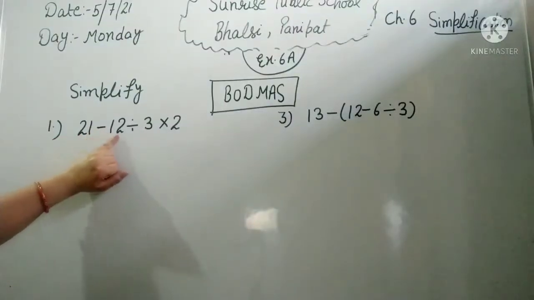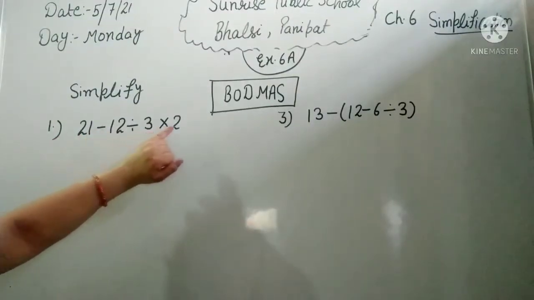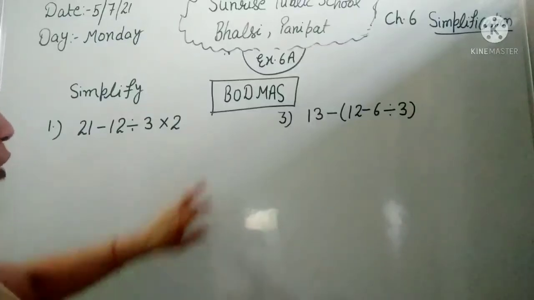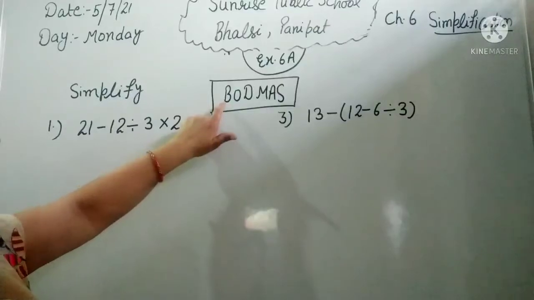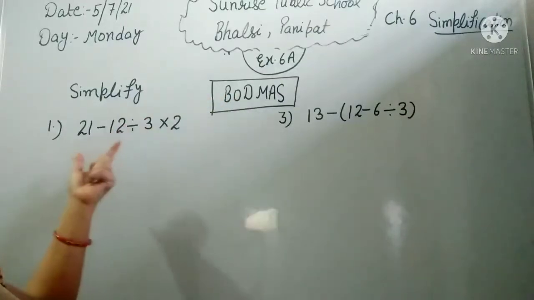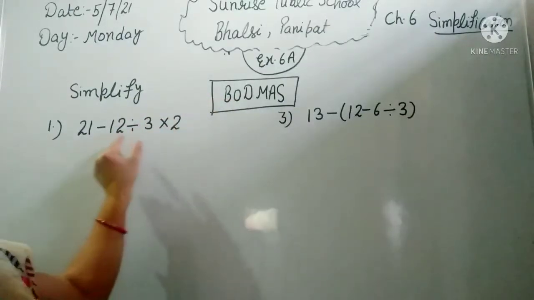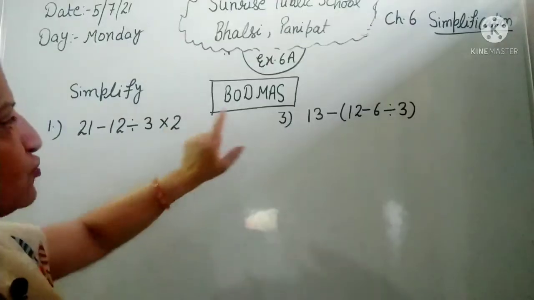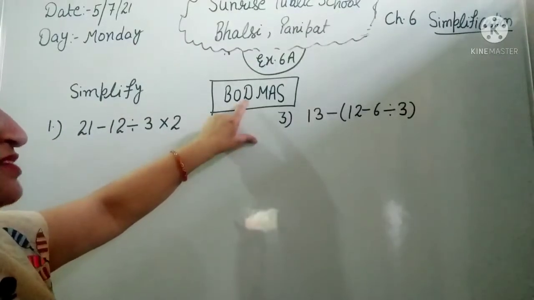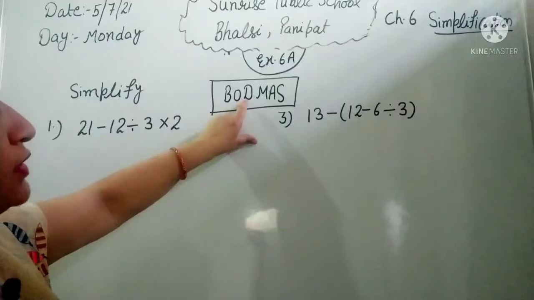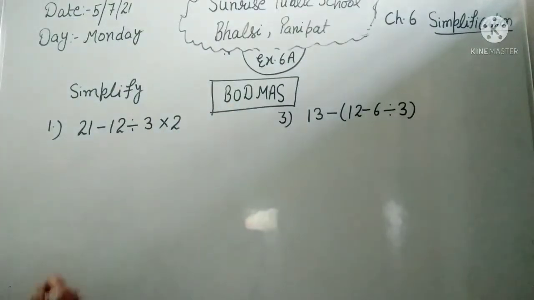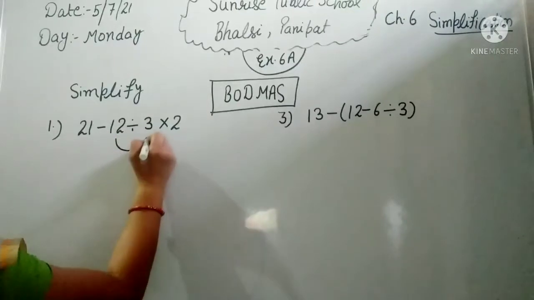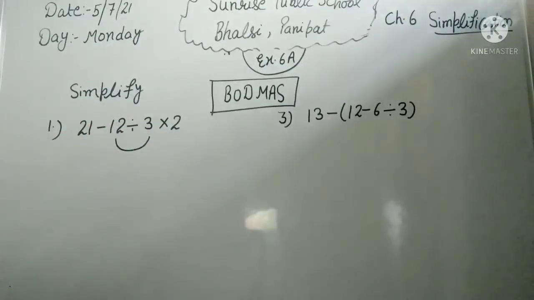21 minus 12 divided by 3 multiplied by 2. Now here we see the BODMAS. Here B means bracket, O means off, but these two things are not in question number 1. So we have to start with the next letter, that is D for division. And in this question we have the division part. So our first step is to divide these two numbers.